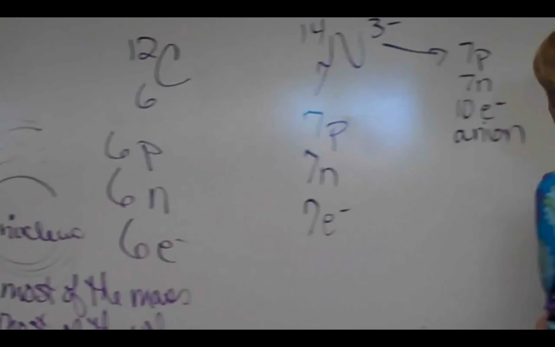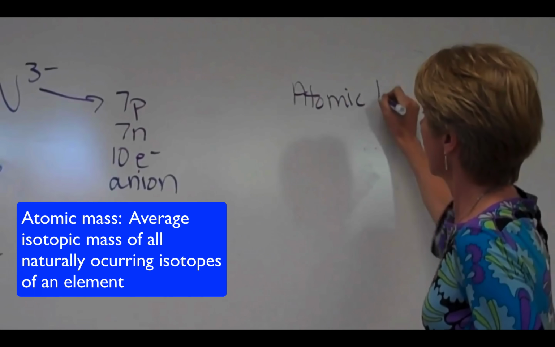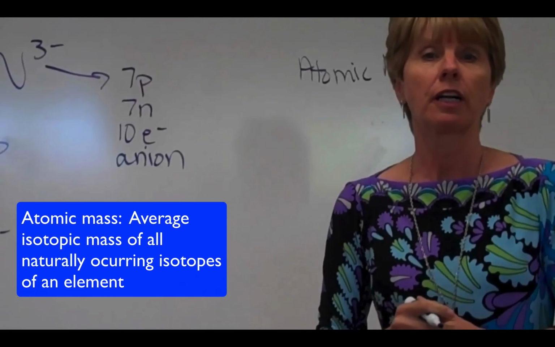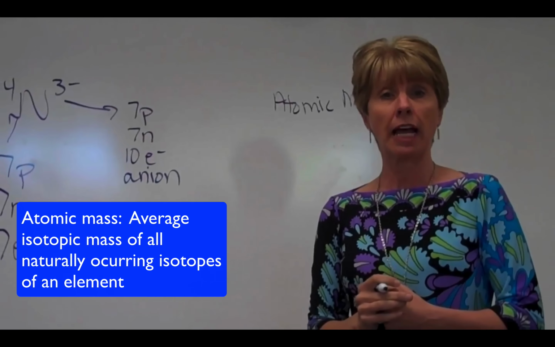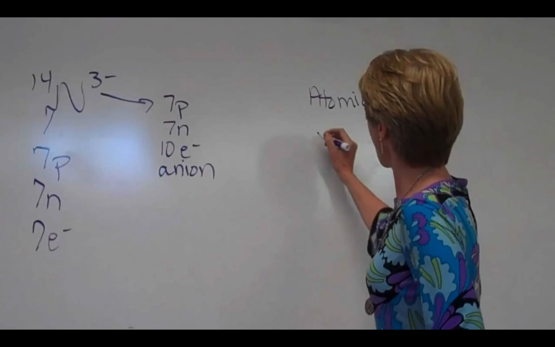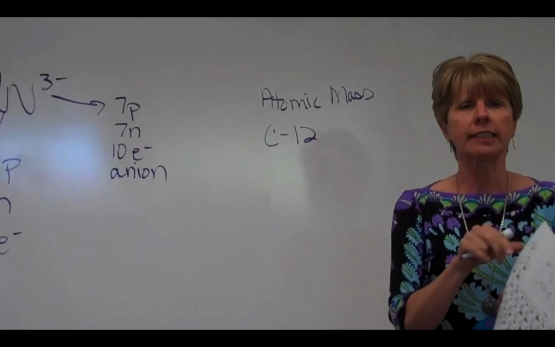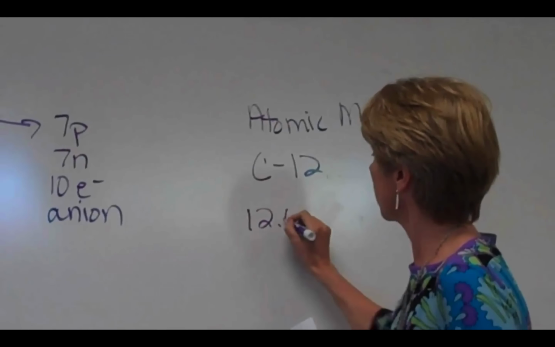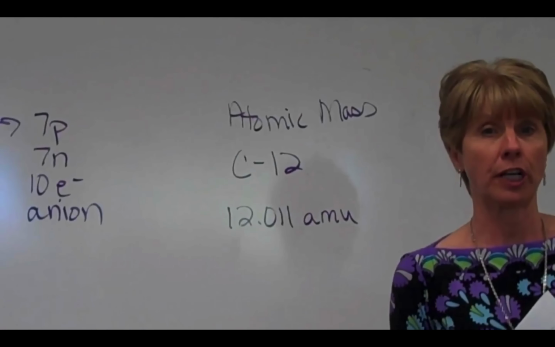Now, we need to know something called atomic mass. Atomic mass is defined as the average isotopic mass of all naturally occurring isotopes of an element. So, for example, when we have carbon 12, there's the mass number. The number that's listed on your table, 12.0111, actually is the average mass of all naturally occurring isotopes.